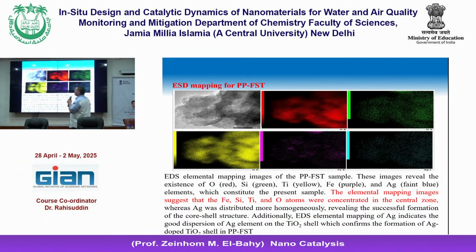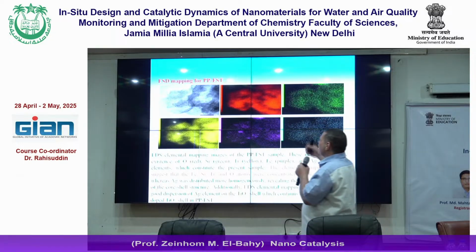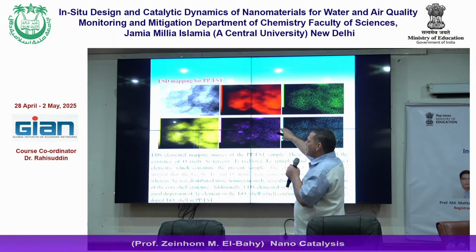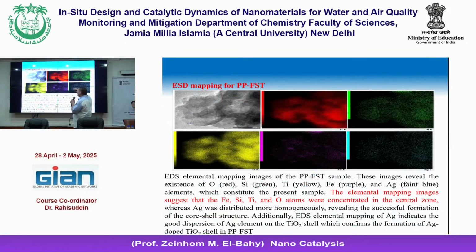This is EDS mapping for the prepared samples. Of course, you can see different colors here. This is another technique to identify the type of material you have. The elemental mapping images suggest that iron, silica, titanium, and oxygen atoms were concentrated in the central zone. Now, I want to say this: the existence of oxygen is in red.